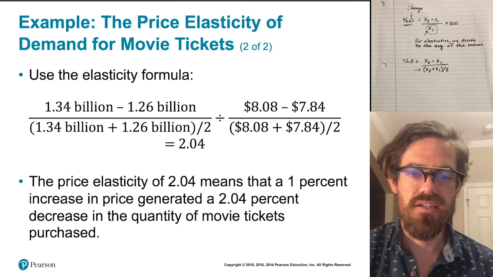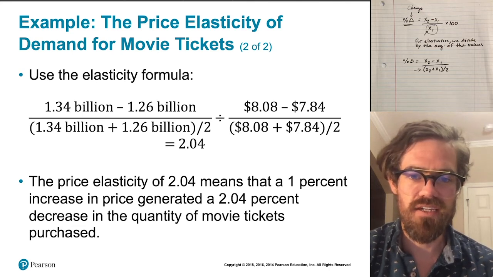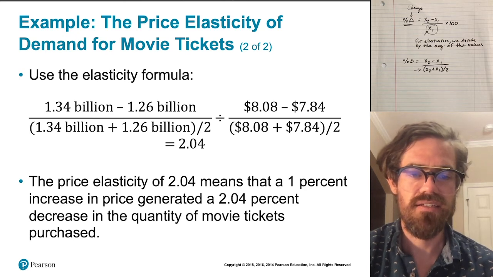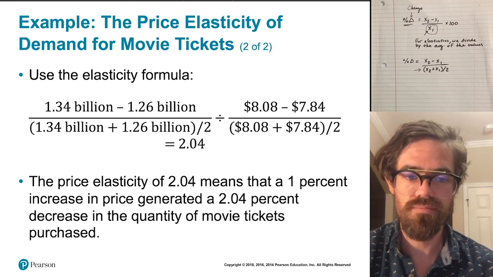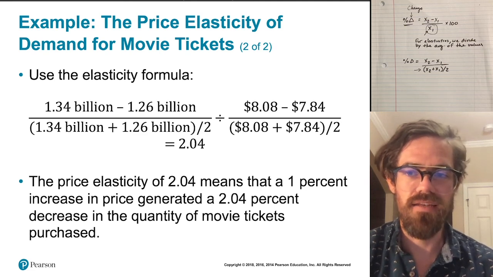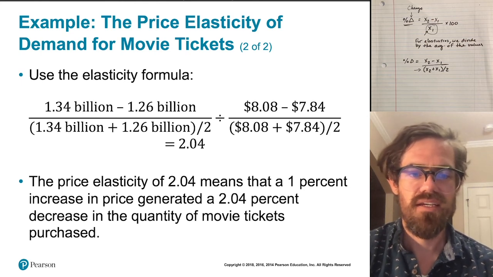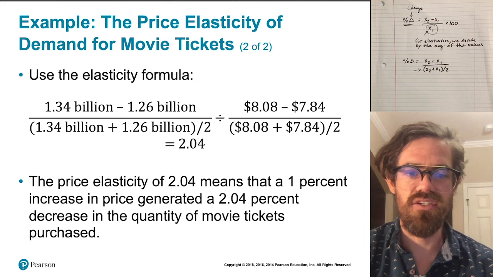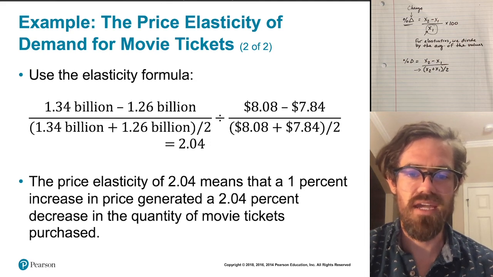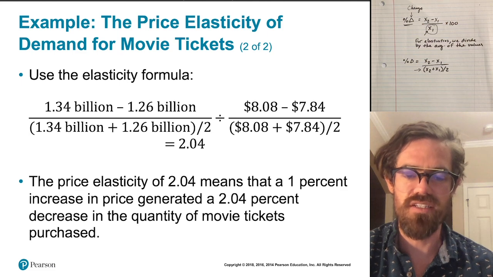And ignoring the negative sign, you should have gotten 2.04. Now, again, what does this mean? How do we interpret that? It basically means that given a 1% increase in price, there would be a 2.04% decrease in the quantity of movie tickets purchased, or the quantity of movie tickets demanded.